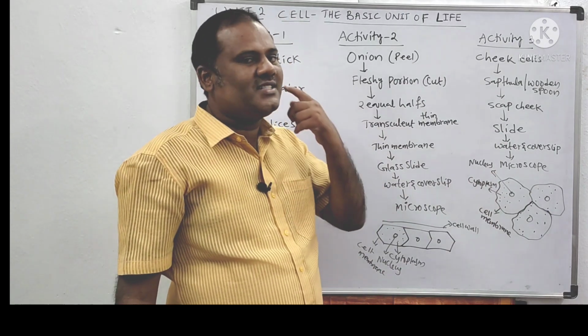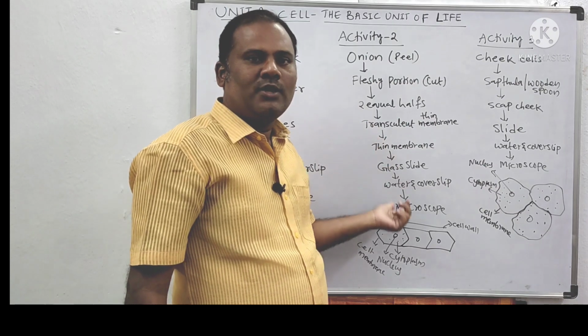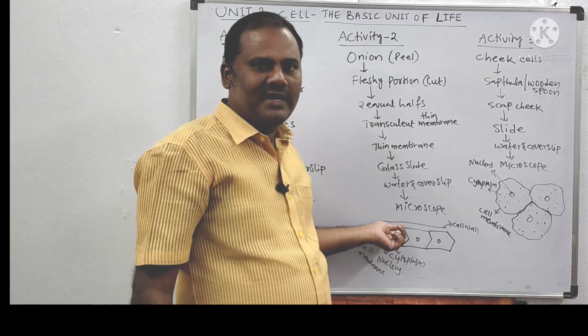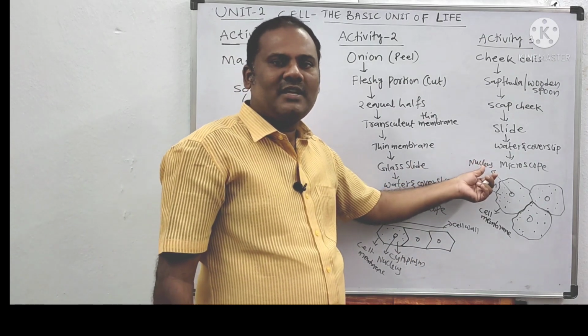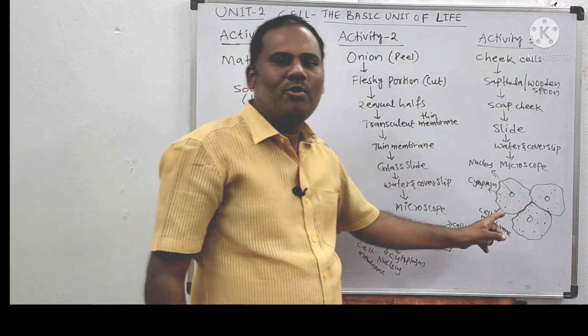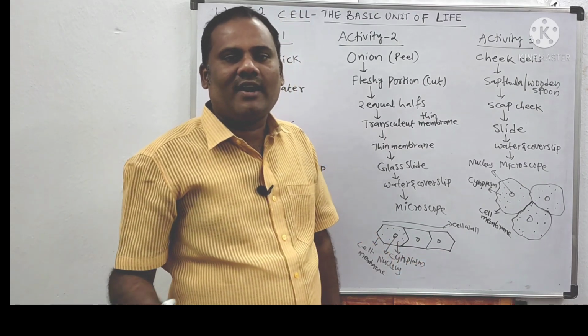Animal cell. That is nothing but cheek cells. We come under the animal category. Onion comes under the plant category. So in the plant cell, the cell wall is present. Any plant cell you take has a cell wall, whereas any animal cell you take won't have the cell wall. Only the cell membrane is present. That is the basic difference between the plant cell and what?